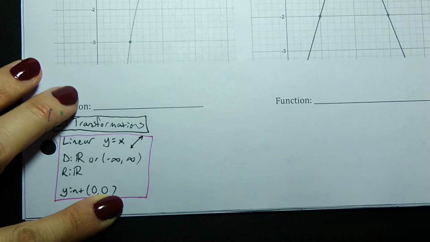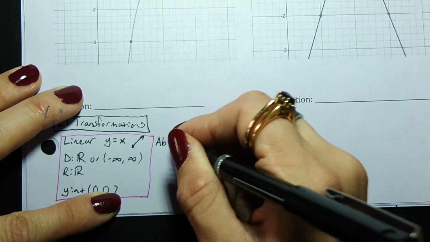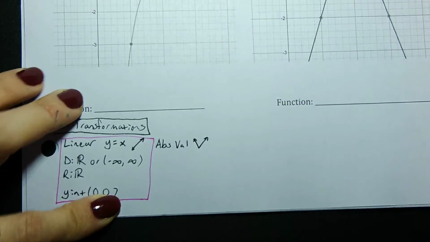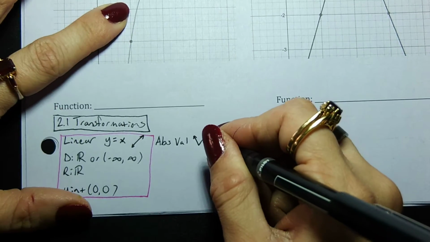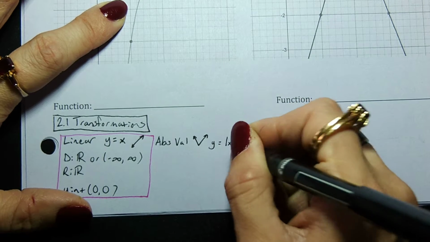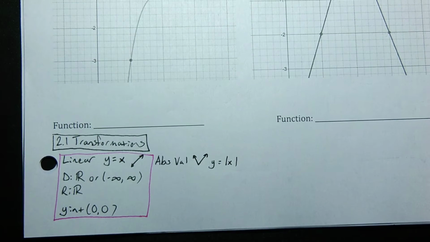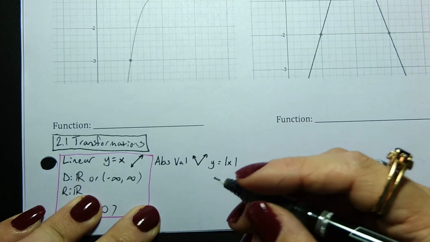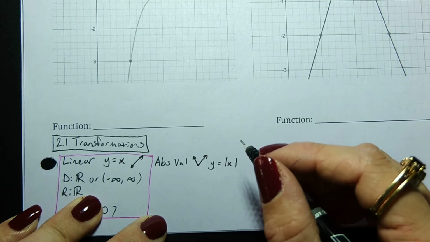Our second type of function is the absolute value function, which is a V. Y equals the absolute value of x. That's what the equation looks like, and the graph looks like a V. Now, for this one, we need to know how to generate the parent table.